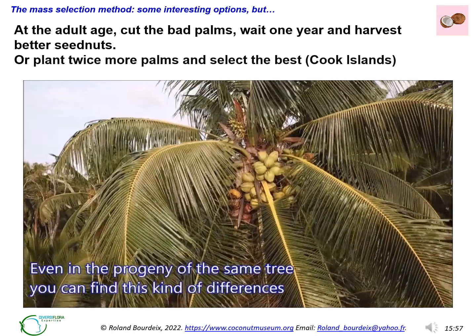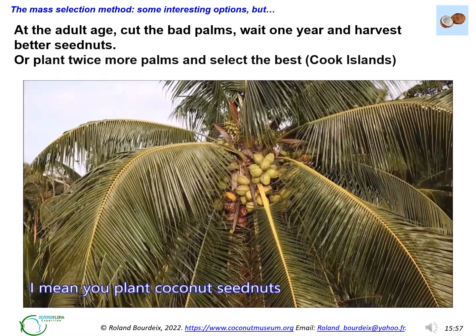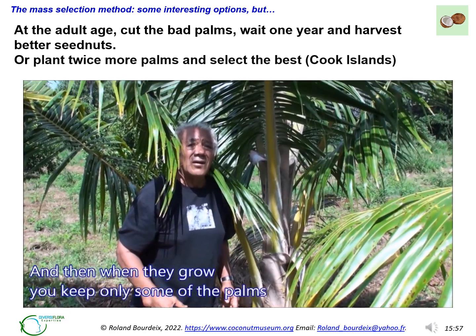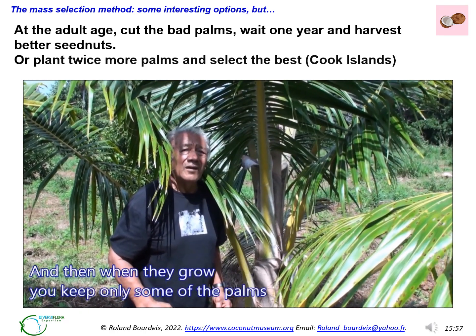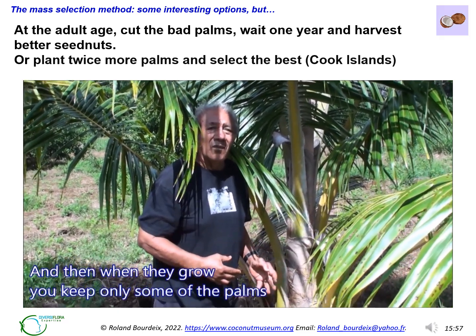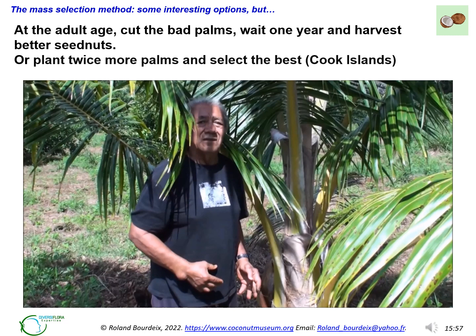On Cook Island, I had the chance to talk with a very wise old planter who taught me how, from the start, he planted twice as many coconut trees as needed. Then, he had a special way of detecting the coconut trees that will become good, and the coconut trees that will remain low producers. He quickly cut down the low-yielding coconut trees, leaving only the good ones.